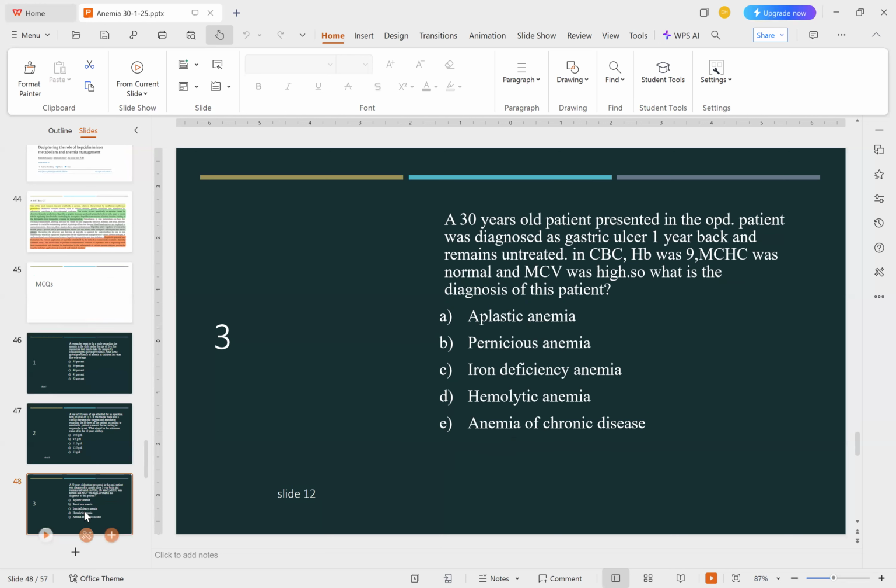A 30-year-old patient presented in the OPD, diagnosed with a gastric ulcer 1 year back that remained untreated. In CBC, HB was 9, MCHC was normal, and MCV was high. So, what is the diagnosis of this patient? Aplastic anemia, pernicious anemia, iron deficiency anemia, hemolytic anemia, and anemia of chronic disease. It's B, pernicious anemia.